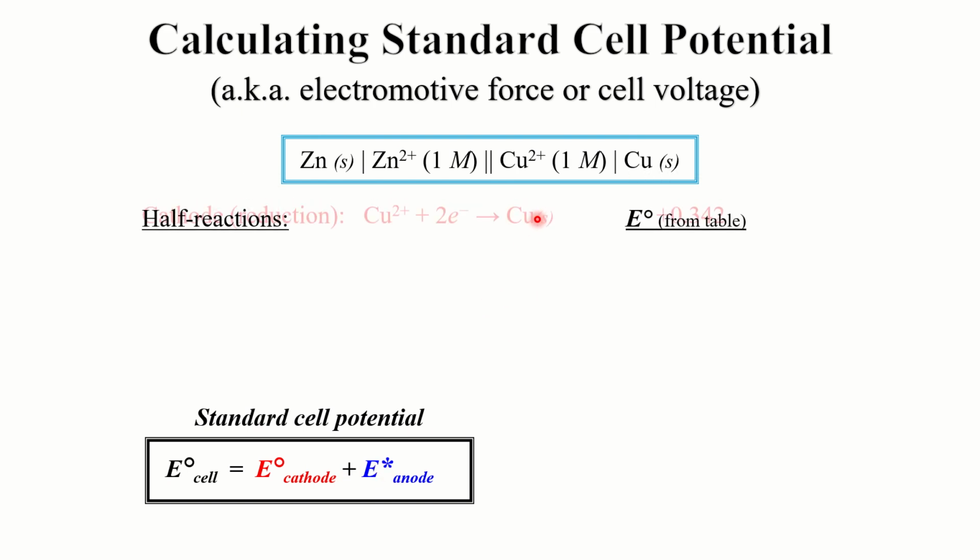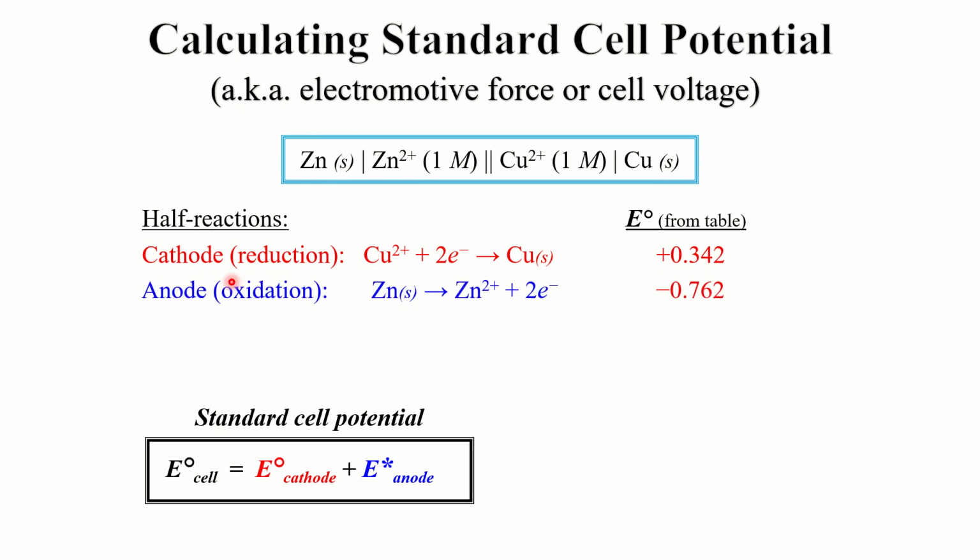You'd want to start by writing out the half reactions. So our anode half reaction, where oxidation is occurring, is zinc loses electrons to form zinc 2 plus and 2 electrons. And then our cathode half reaction, where the reduction occurs, is copper 2 plus gains 2 electrons to form solid neutral copper.